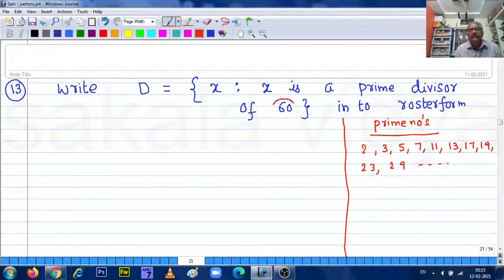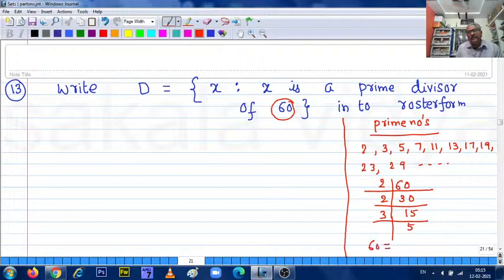So first, prime factors of 60 you find out. So prime factors of 60 means, see, you can find out like this. 2 into 30, next 2 into 15, next 3 into 5. So that means 60 can be written as 2 into 2 into 3 into 5. So what are the prime divisors of 60 or prime factors of 60? Prime factors of 60 are 2, 3, 5. This is repeated 2. Take only one 2. 2 comma 3 comma 5 becomes actually the roster form for this one.